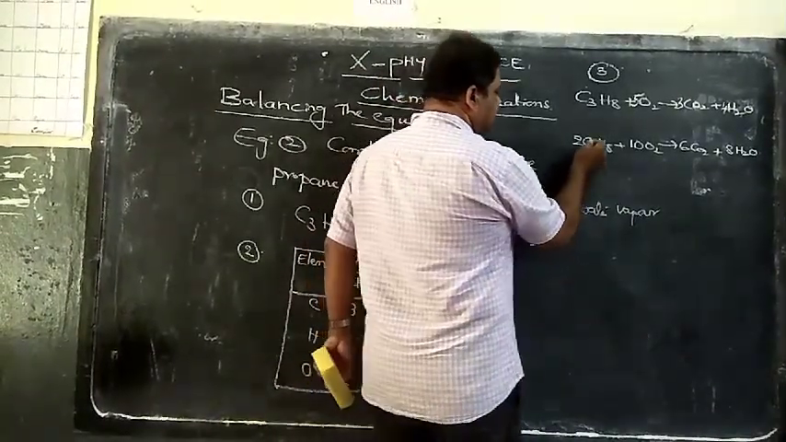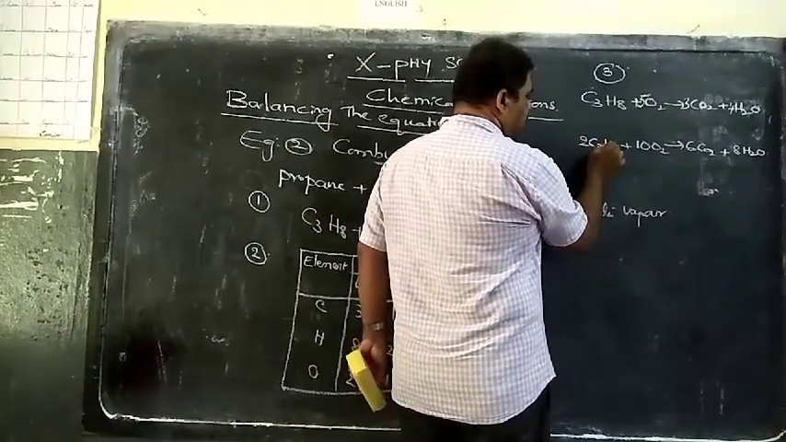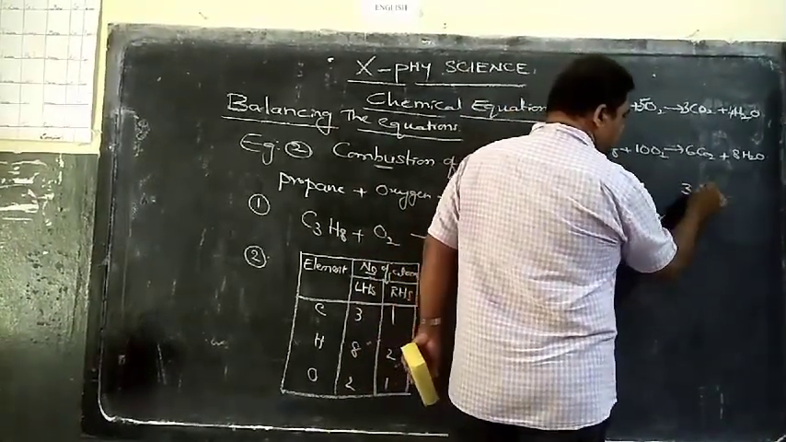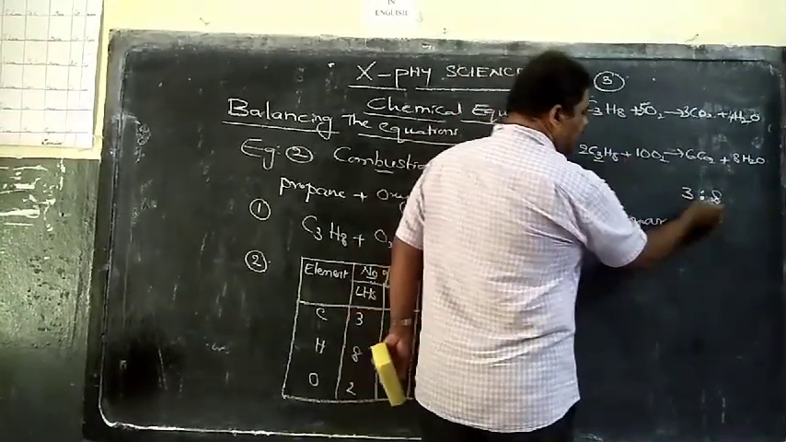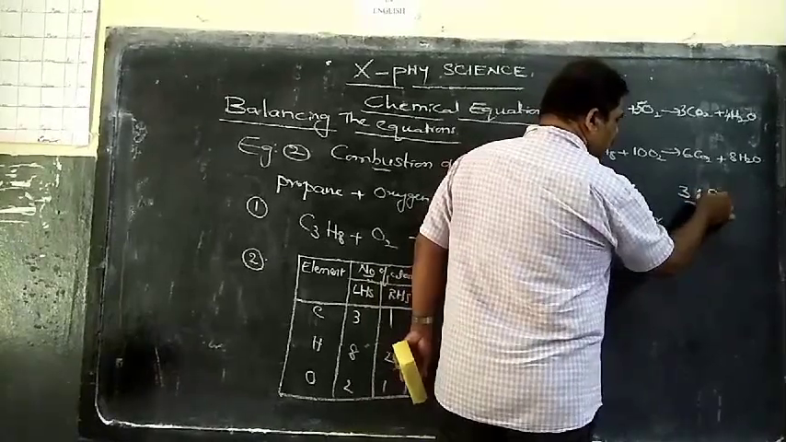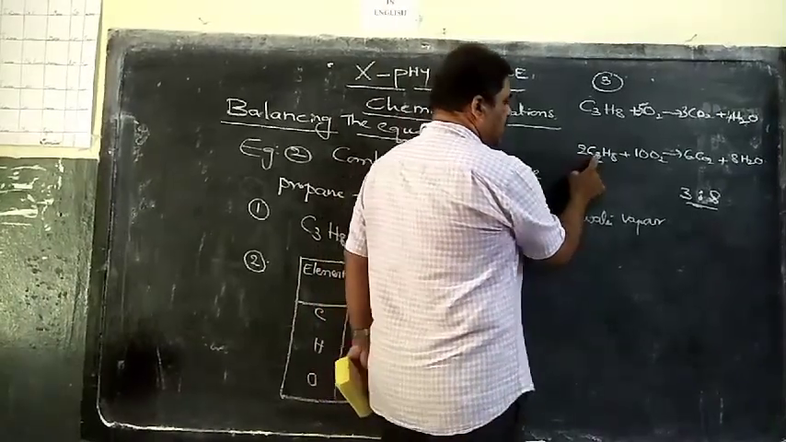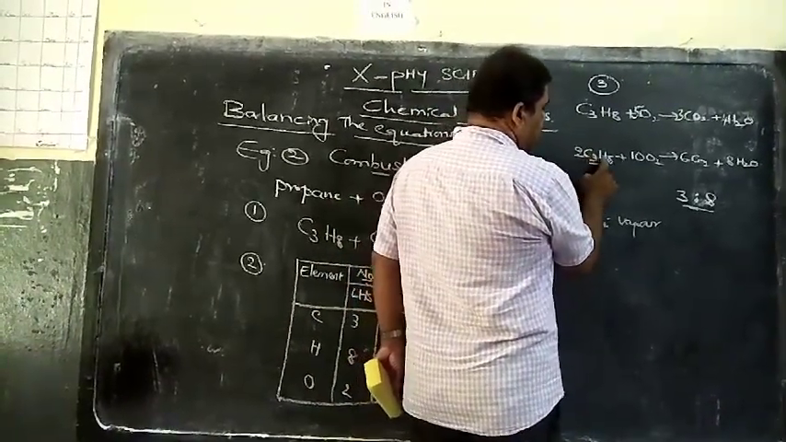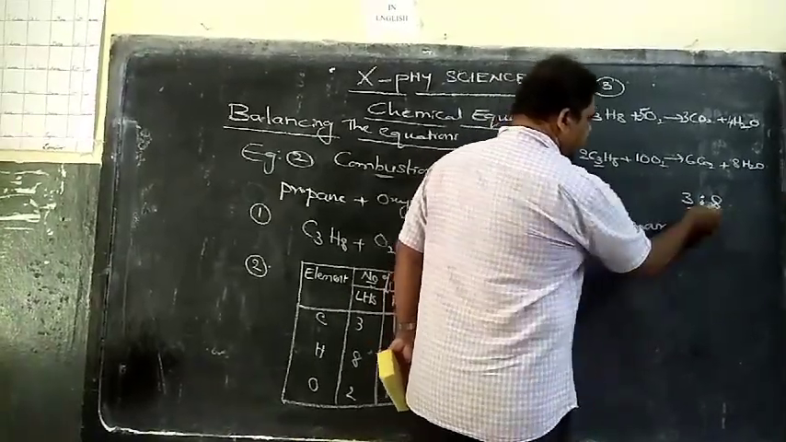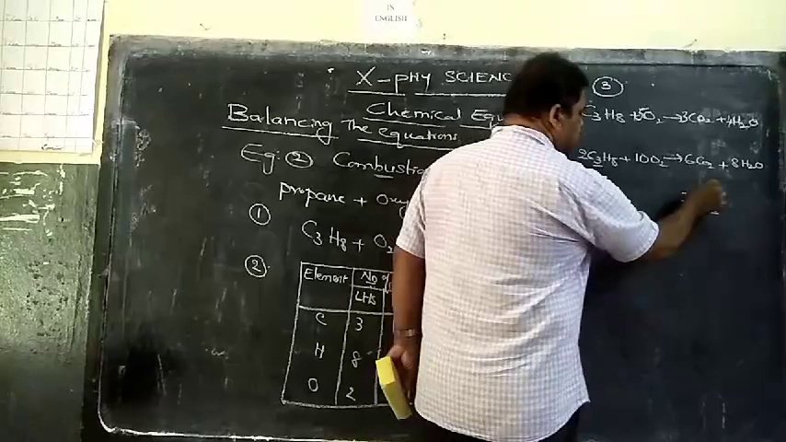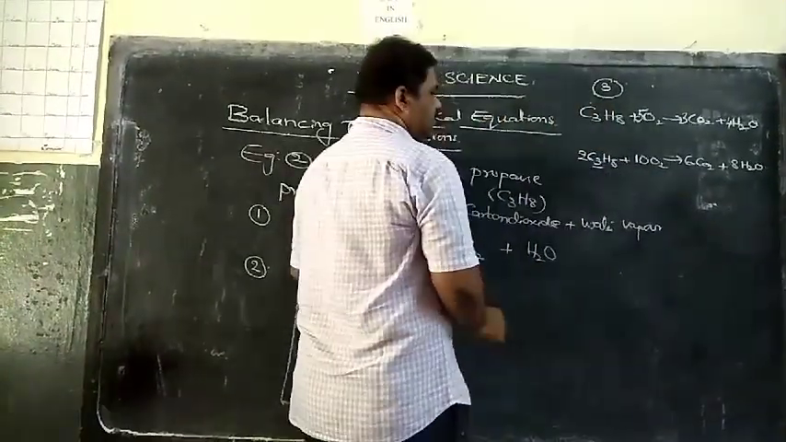But we should not disturb the ratio of the number of atoms in a molecule. For example, propane. In propane, there are 3 carbon atoms, 8 hydrogen atoms. So the ratio of carbon and hydrogen is 3:8. While balancing the equation, we should not disturb the ratio of atoms in a compound. This ratio should not be disturbed. So in that way we have to balance. So that is the third step.